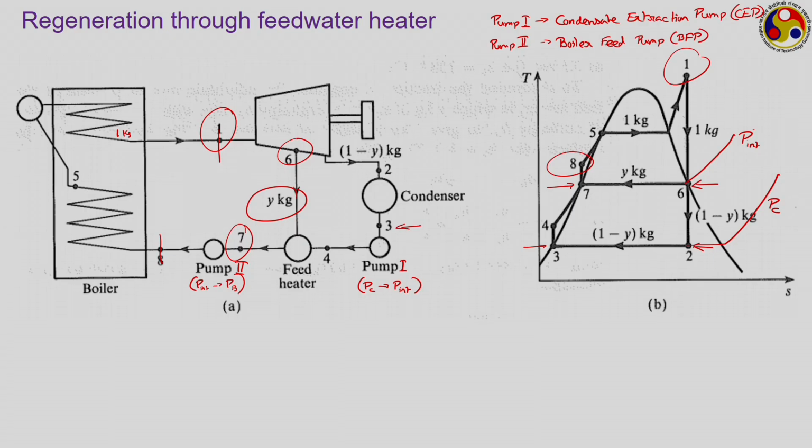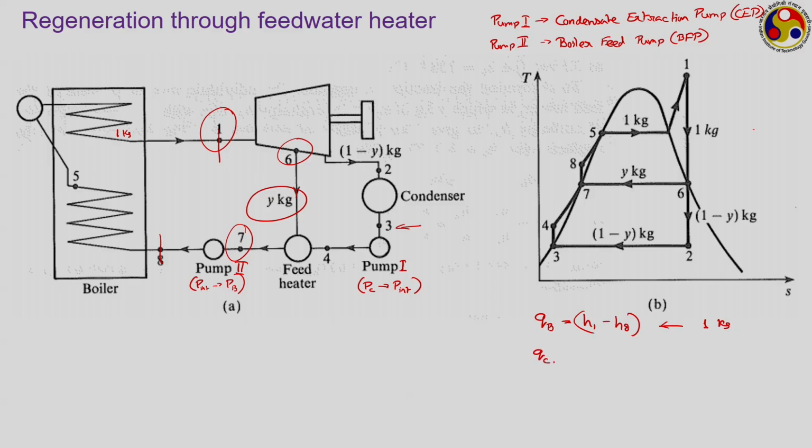So, if we want to see a very brief analysis of this entire thing, look at this diagram. Let me remove all these red lines to make it more clear. So, in the boiler, the amount of heat that you are adding is equal to H1 minus H8, and that heat has been added to the entire mass, that is 1 kg.